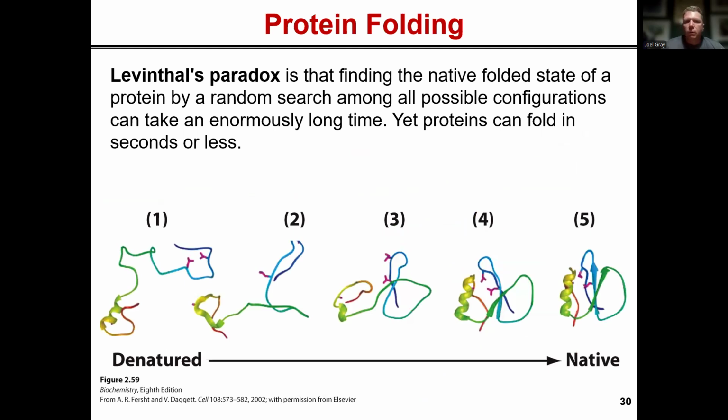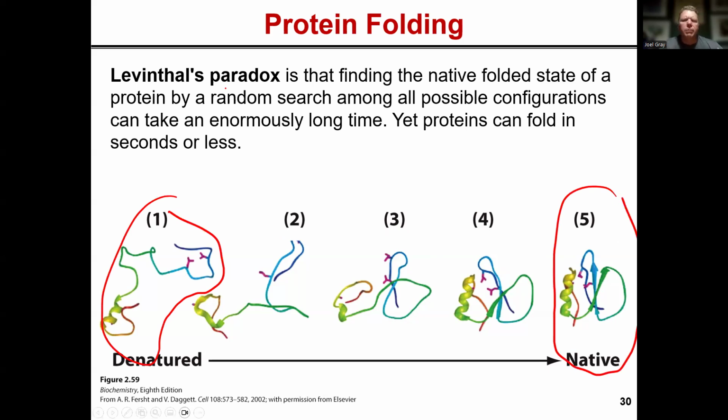Now, when it comes to protein folding, going from its denatured structure, depicted right here, to its fully native folded structure, there's a couple of basically ideas on how it's done. Levinthal's paradox is that finding the native folded state of a protein by a random search among all possible configurations can take an enormously long time. Yet proteins can fold in a second or less.